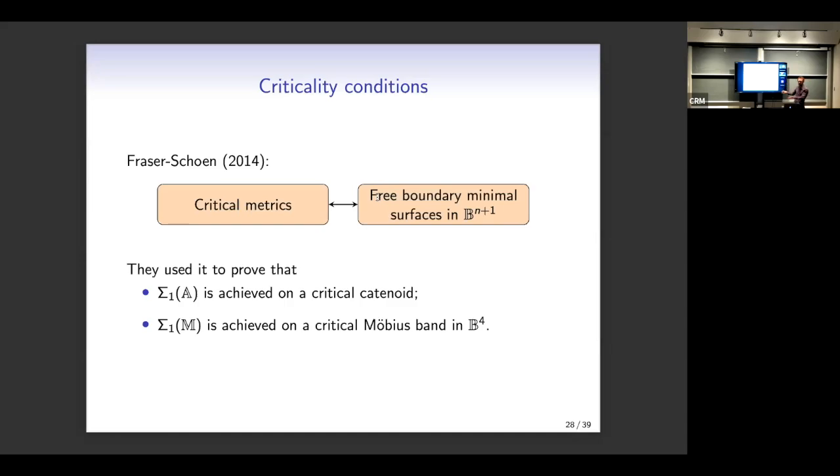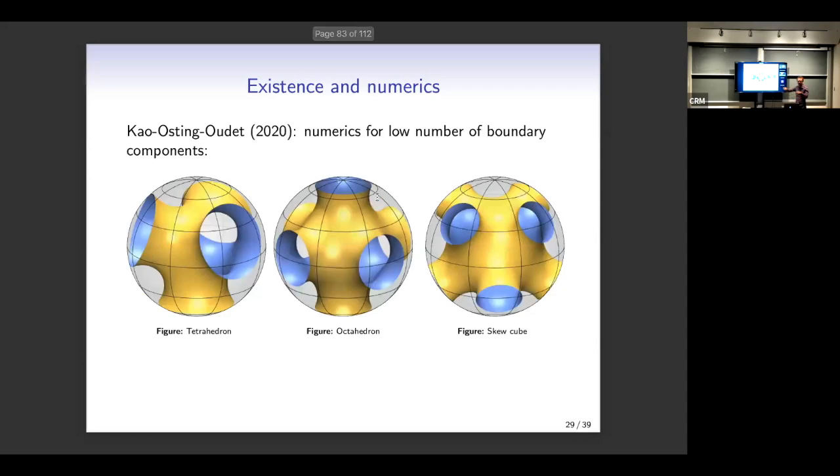And people in the numerical community like nice pictures. So they immediately went to compute the maximizer. Let's draw nice pictures. So that's what happens for a low number of boundary components. First of all, three boundary components, you get this trinoid. For four boundary components, you get something with tetrahedral symmetries. For six, you get something with octahedral symmetry.